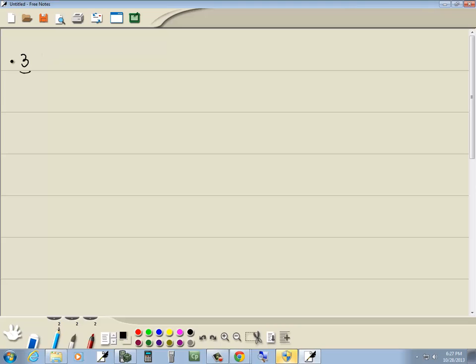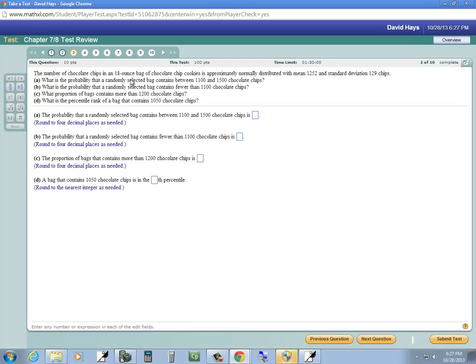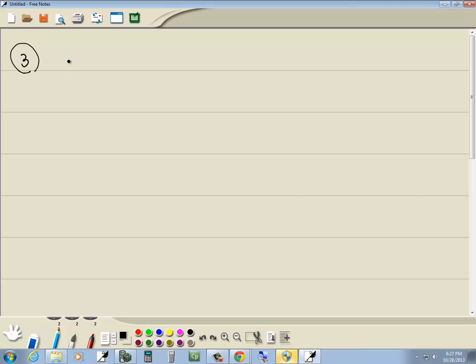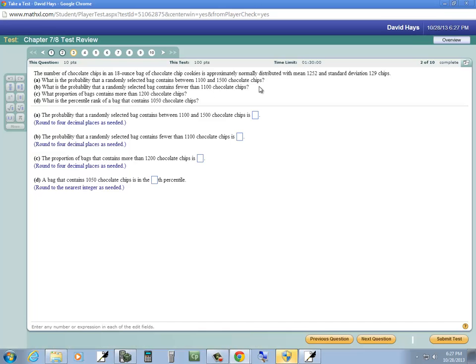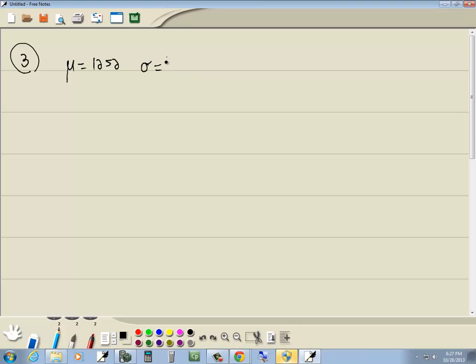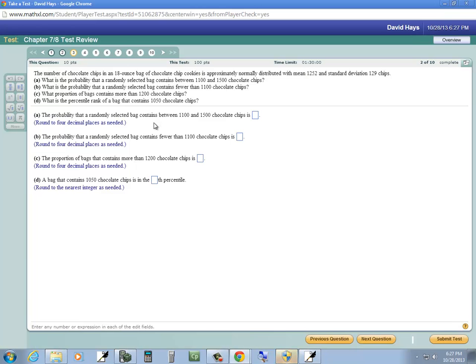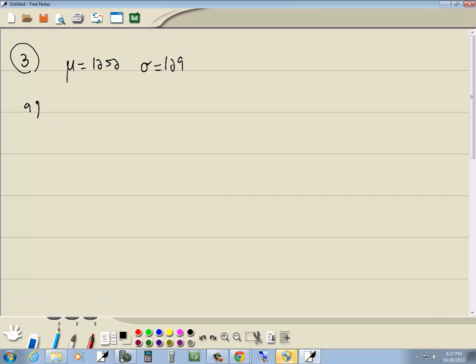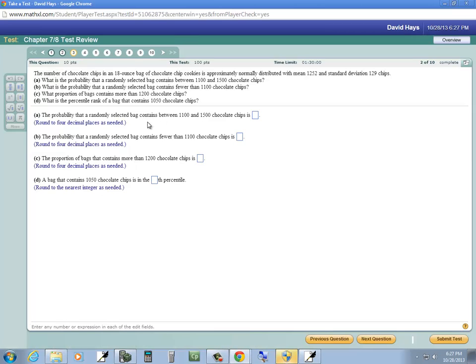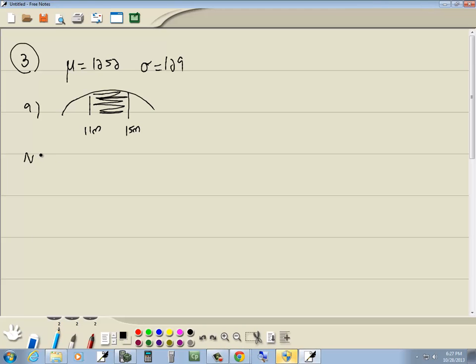Problem number 3. The number of chocolate chips in an 18-ounce bag of chocolate chip cookies is approximately normally distributed with a mean of 1252. So mean is 1252. And standard deviation 129. A. What is the probability a randomly selected bag contains between 1100 and 1500. And we're shading in between them. And it says a randomly selected bag, so that's one bag.